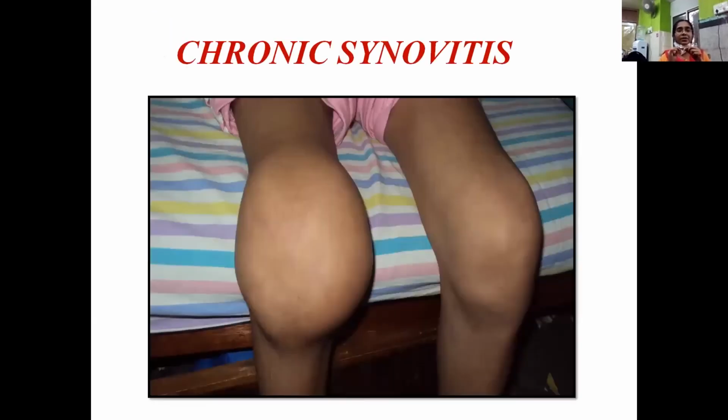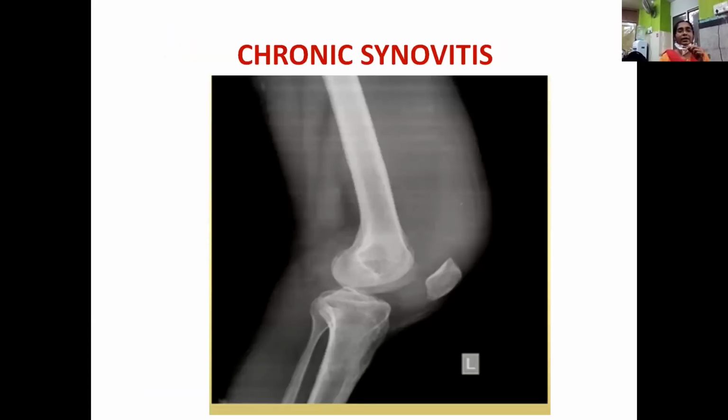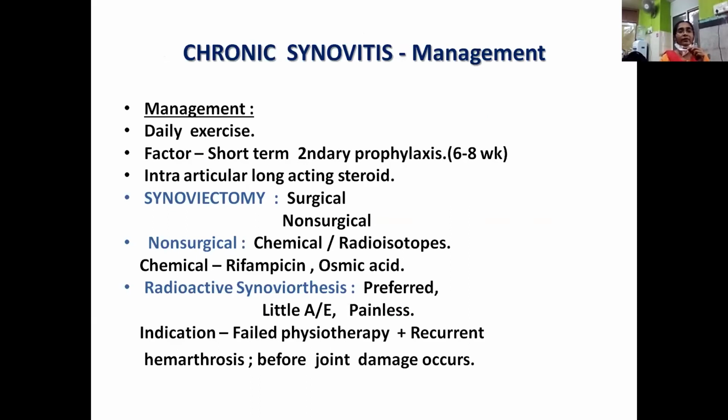So this is a picture showing chronic synovitis. Again, when you take an X-ray, you can see the enlarged soft tissue shadow of the boggy, soft and hypertrophic synovium. So how will you manage?